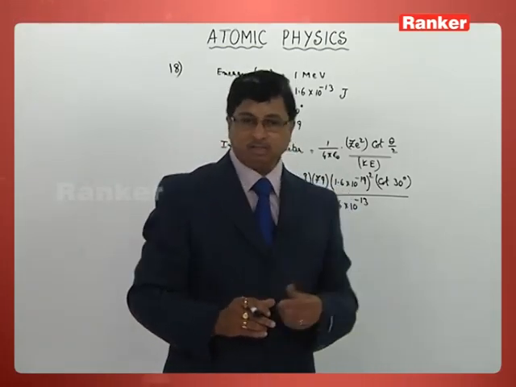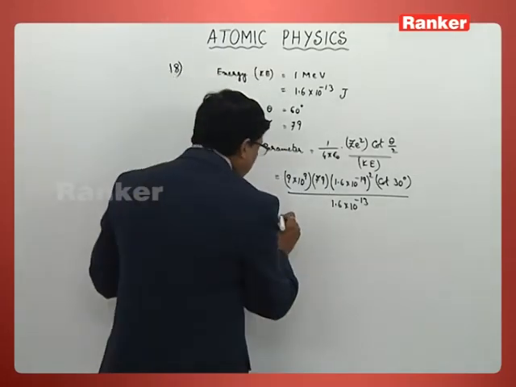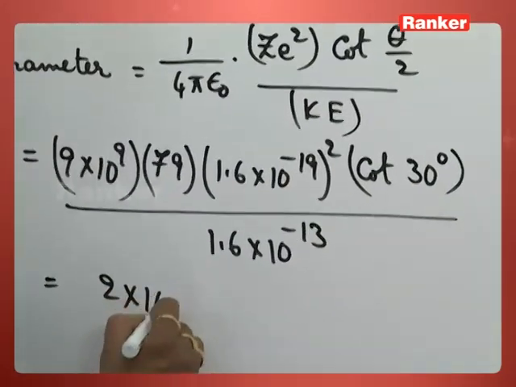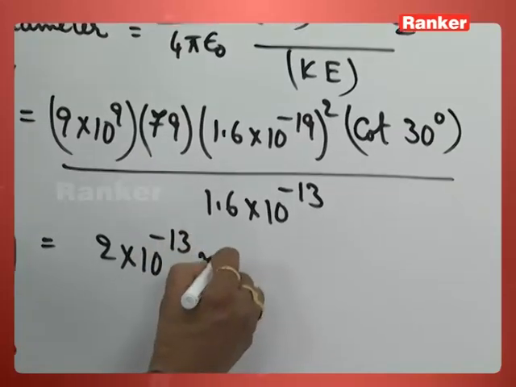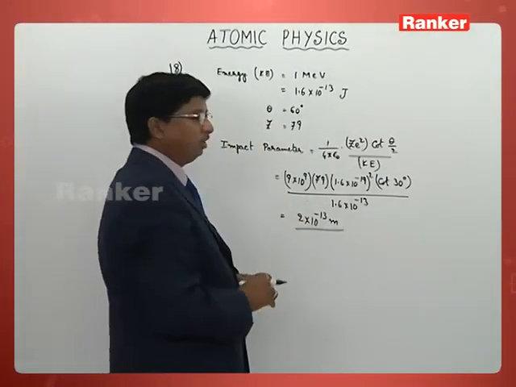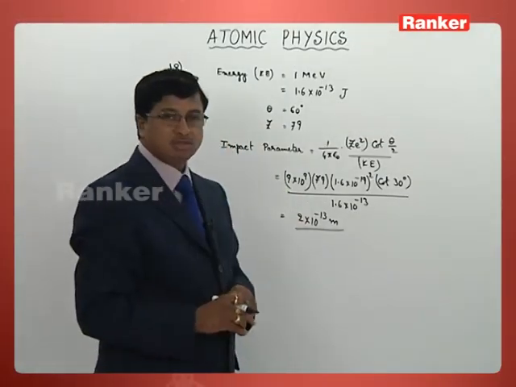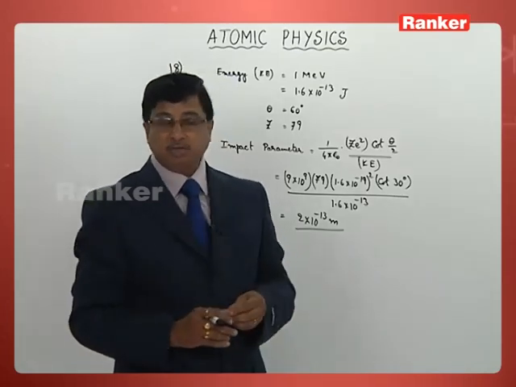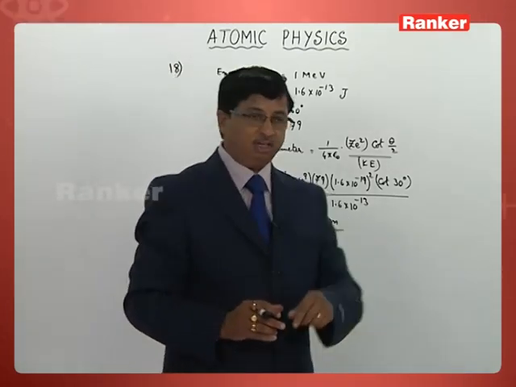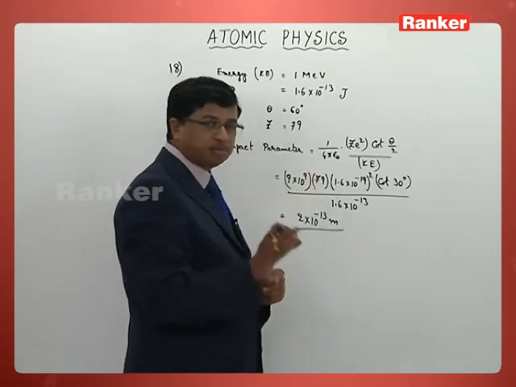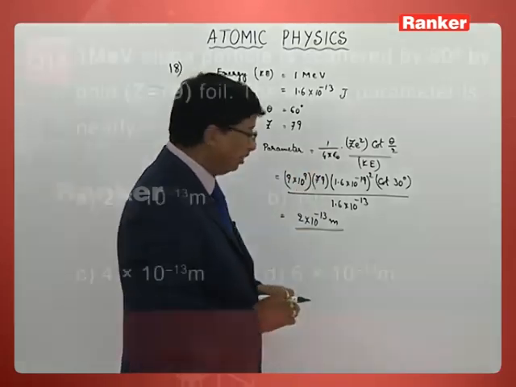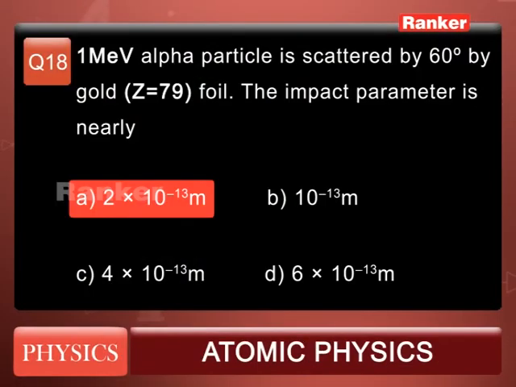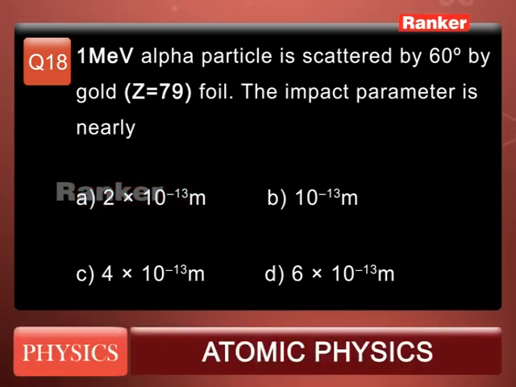You will be getting nearly 2 into 10 to the power minus 13 meter. The answer is near about 2 into 10 power minus 13 meter, which is the very first option that has been mentioned in the problem. So we can say the correct answer for this one is simply A now.